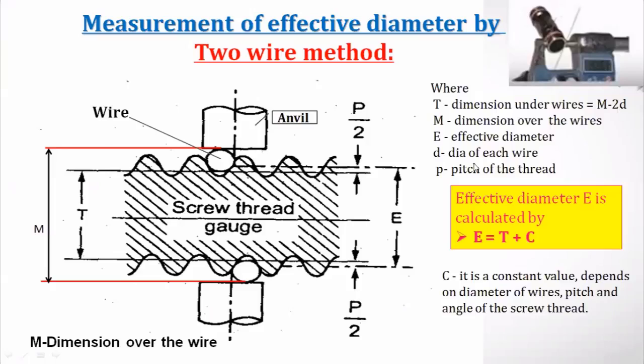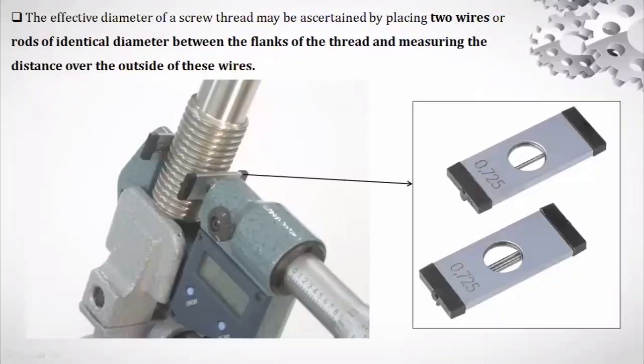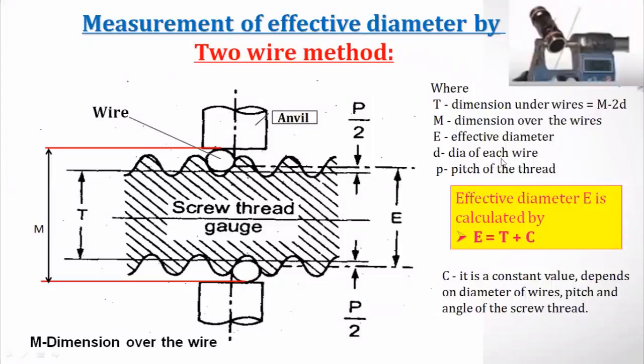D means the diameter of each wire. This is the wire which is being used. This is the best size wire which has been selected for measuring the effective diameter. And the diameter will be represented on the wire itself. The diameter is mentioned like this on the wire itself. That is the small d we are talking about, the diameter of each wire. Then P is the pitch of the thread.